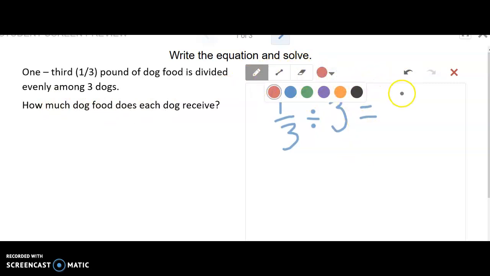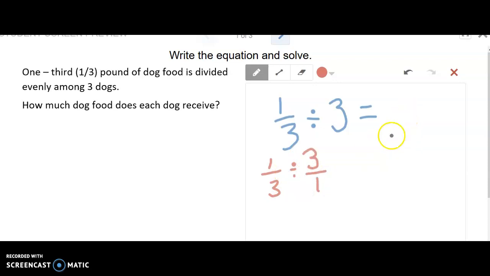All right, so now I'm going to use the steps that I know for solving a division problem that involves fractions. The first thing I want to do is I want to look to see, okay, I've got 1/3 divided by 3. This whole number 3 needs to be changed into a fraction. So 1/3 divided by 3/1. The next thing I'm going to do is I'm going to follow my KFC.